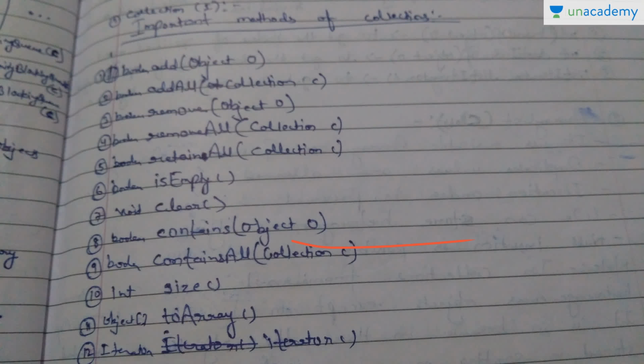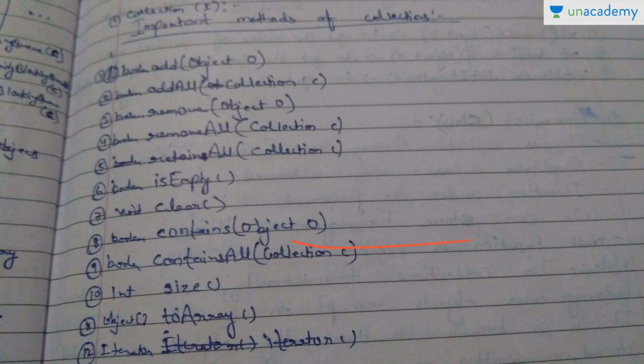Next one is containsAll(Collection c). It is used to search for the specified collection in this collection, and the return type is also boolean here. Next one is int size. It returns the total number of elements in the collection, whatever number of elements are present in the collection. Then the next one is the toArray method.